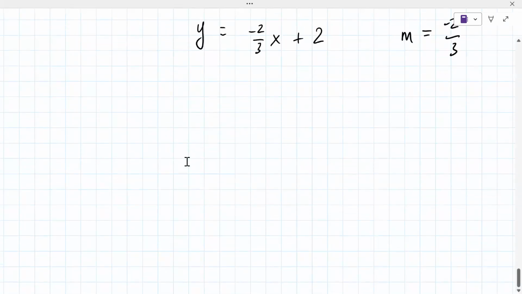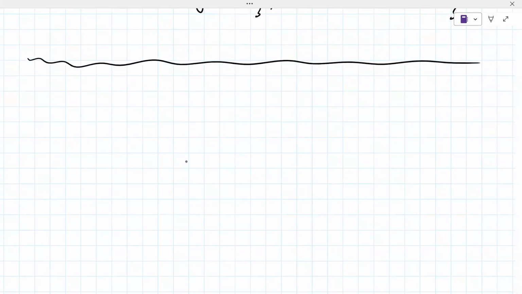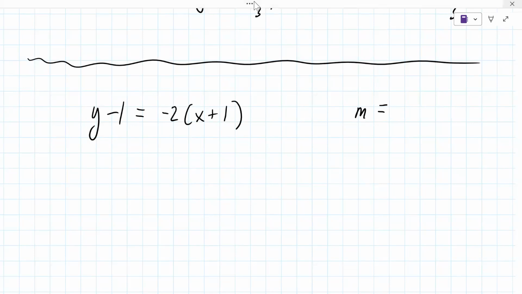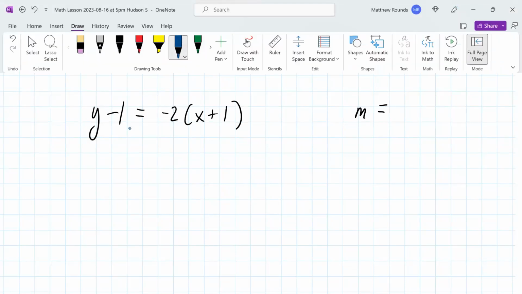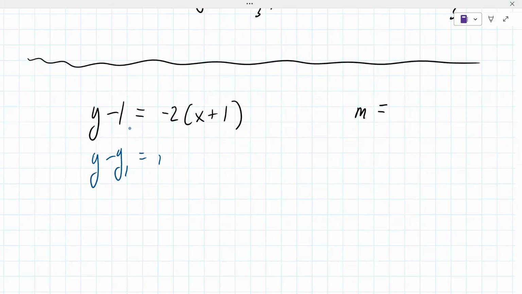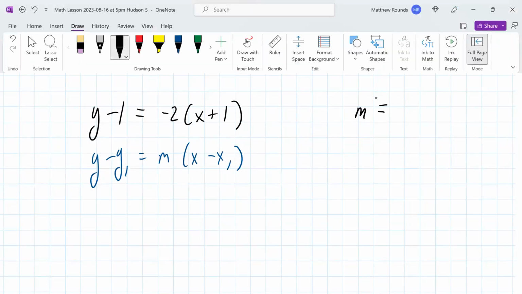So let's look at another problem here. Let's say I write y minus 1 equals negative 2x plus 1. What is the slope of this line? Would that just be -2? It is, and it's because it's in that point slope form. And the slope would be -2.